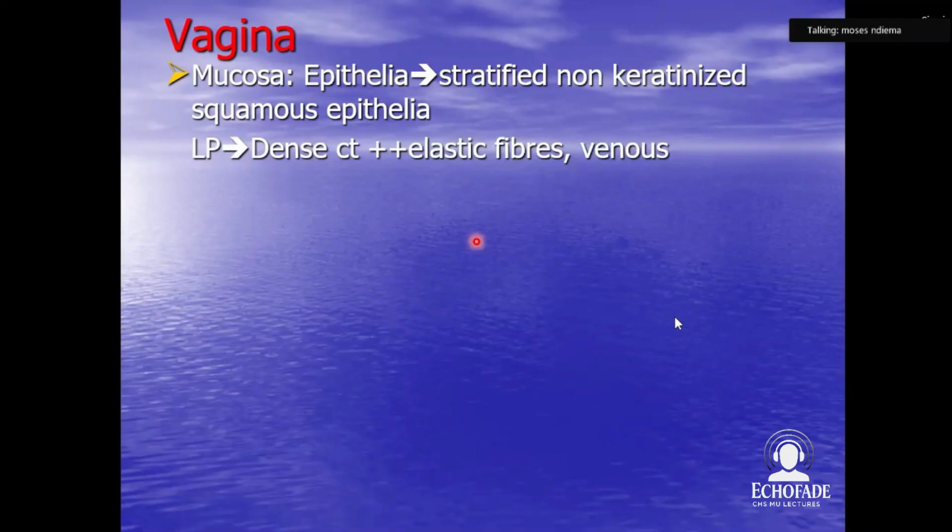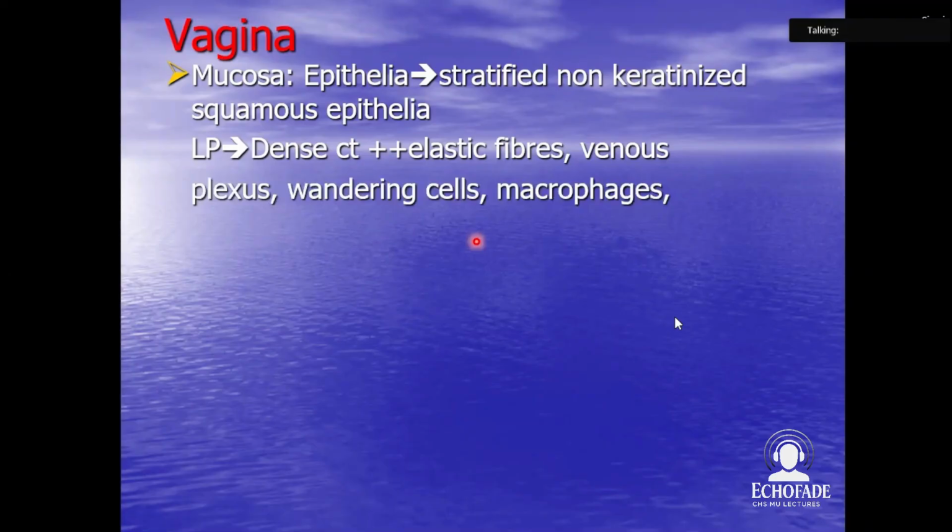The lamina propria has dense connective tissue, in this particular case, with a lot of elastic fibers and some venous plexus. Amongst those venous plexus and the dense connective tissue, we have the wandering cells. These are cells of the immune system: the mast cells, eosinophils, neutrophils, basophils, macrophages, all there to counteract any infection that could penetrate into the inner part.